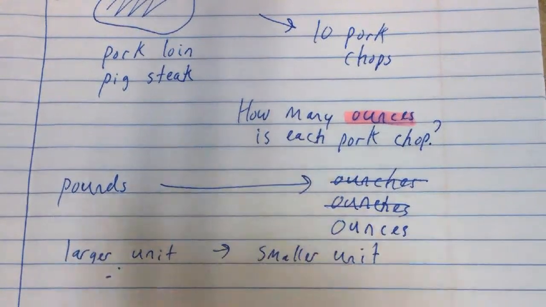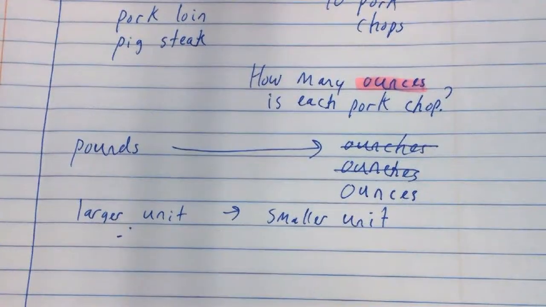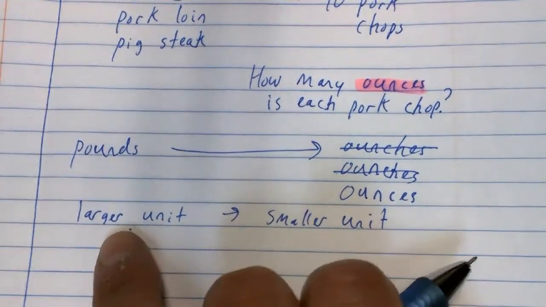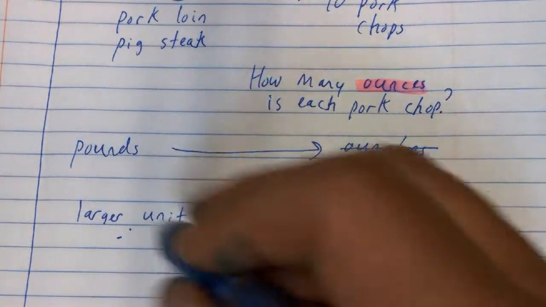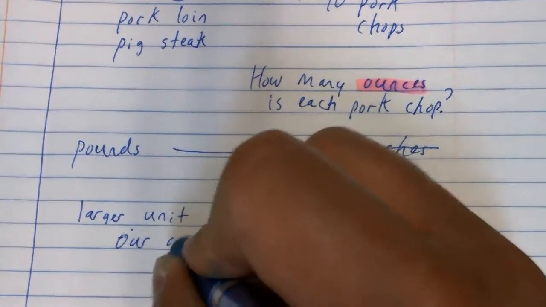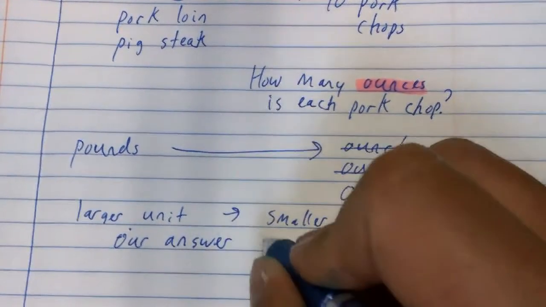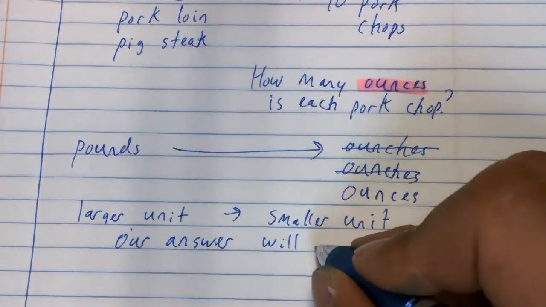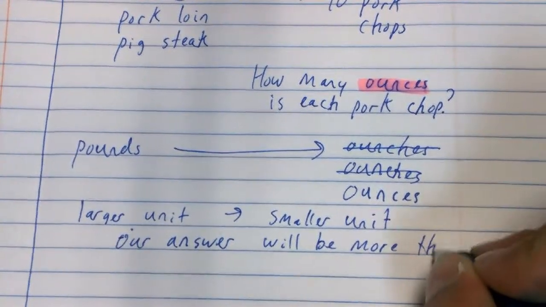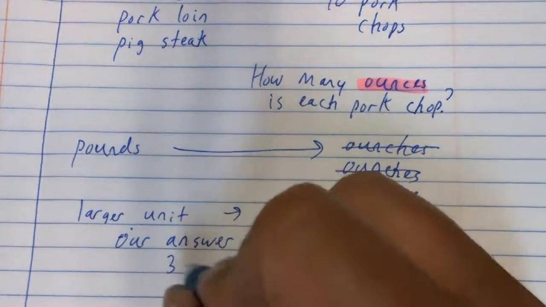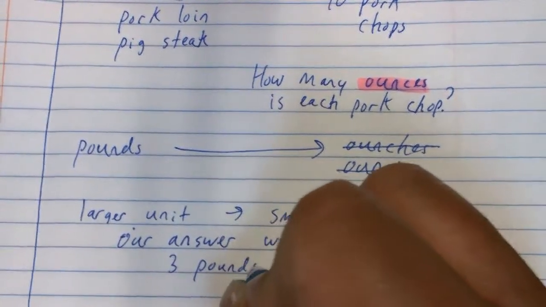We're breaking this up, right? Now, how to think about that? If we're taking a big chunk of something and we're breaking it up into smaller pieces, the number will get bigger. So our answer will be more than 3 pounds. Okay.